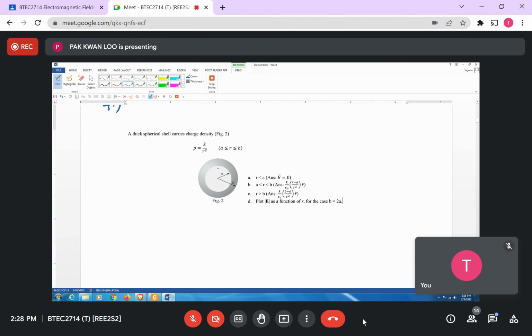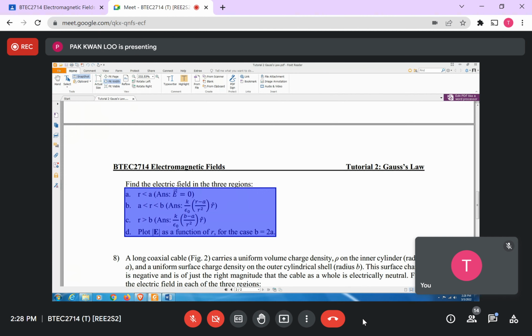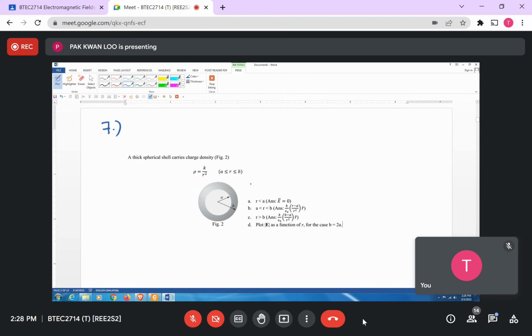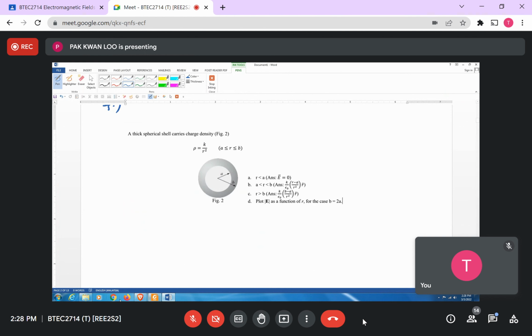So now we are asked to find the electric field in three regions altogether. So the regions are inside the shell, in between the shell, and outside the shell. Okay, in between the shell, outside the shell. So I'm going to use this.